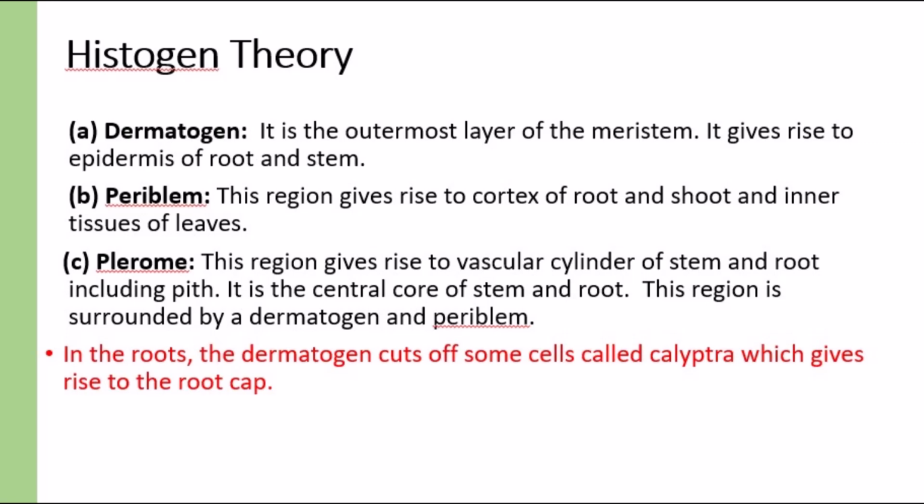as well as the inner tissues of leaves. The pleurome gives rise to the central cylinder of stem and root, including the pith. It is the central core of stem and root. This region is surrounded by dermatogen and periblem. To be noted, in the roots, the dermatogen also cuts off some cells called calyptra, which gives rise to the root cap.